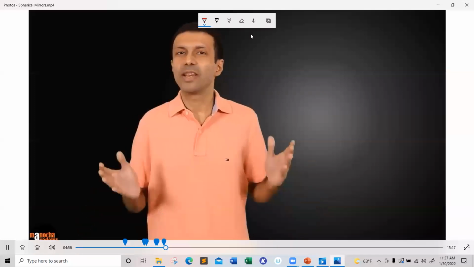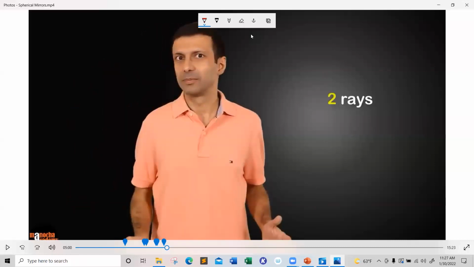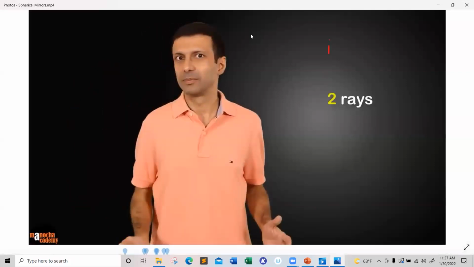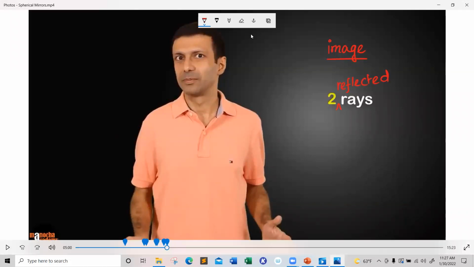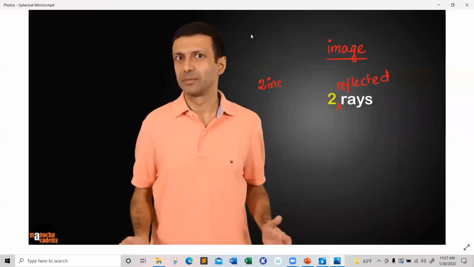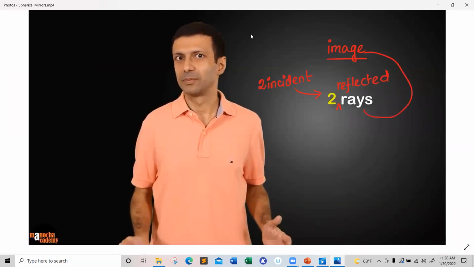Remember, when drawing an image, you need 2 rays from a point on the object. You remember I have already told you in class that to find an image, I need two reflected rays. These 2 reflected rays will definitely come from 2 incident rays. I will check where the 2 reflected rays are meeting. The place where the reflected rays meet, at that place the image will be formed.